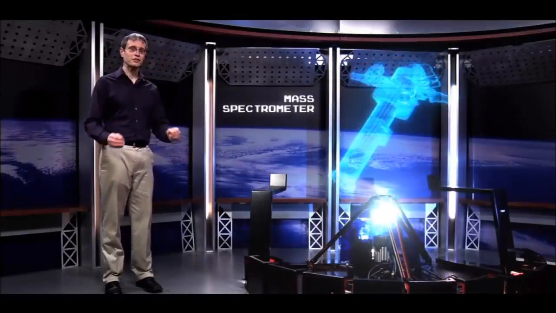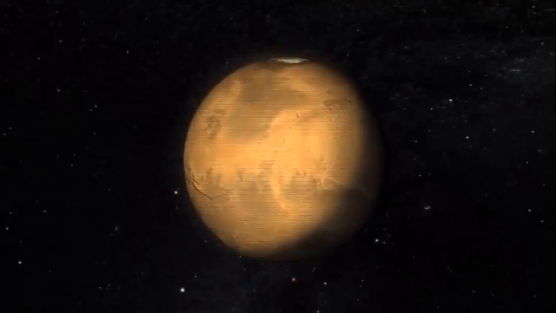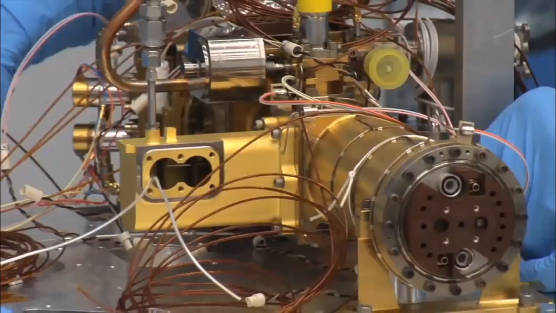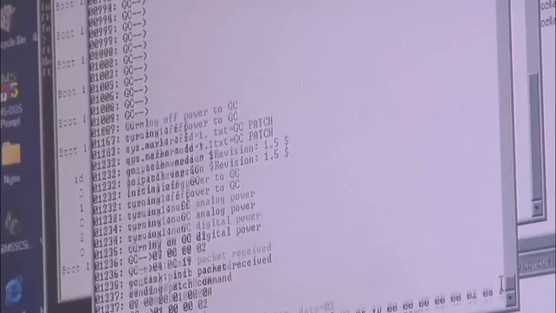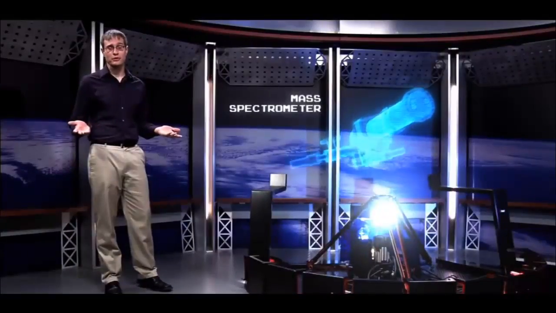So, how do you take apart a molecule to see what's inside? Luckily, scientists have a tool to do just that. It's called a mass spectrometer, and it lets us take an extremely close look at whatever we're studying. And even though Mars immediately comes to mind, mass spectrometers are used in multiple NASA missions. They're also used in labs for hundreds of scientific purposes. But the important question is, how does it work?